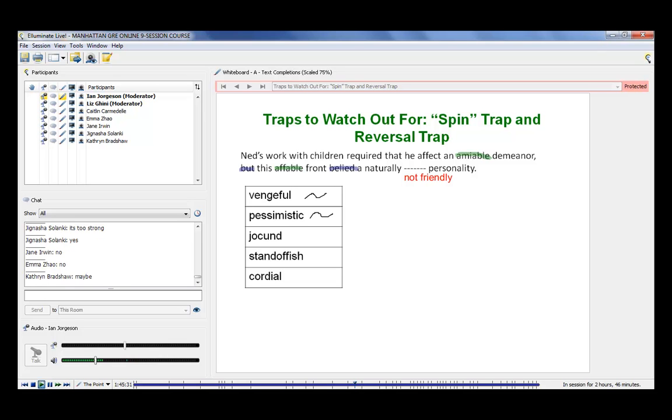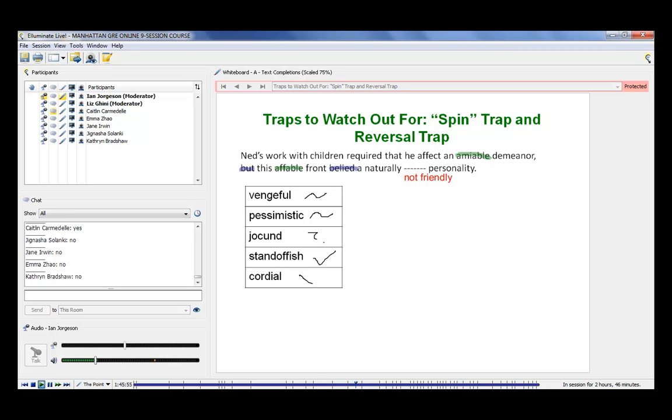Maybe, okay, let's hold on to it. How about jocund? Okay, there's our question mark. How about standoffish? All right, so standoffish, I'm getting yeses from everybody. Let's keep it. How about cordial?